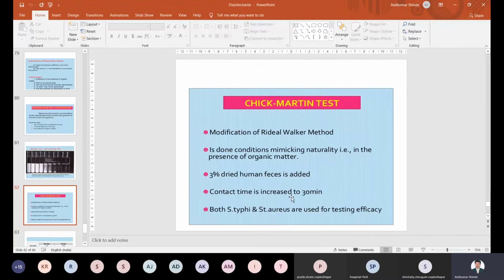Then contact time you can increase. The contact time Rideal-Walker चा किती होता? It is 2.5 minutes up to 10 minutes. बरोबर. हा minimum time period होता. तर contact time Chick Martin टेस्ट मध्ये 30 मिनिटांचा contact time आहे. तर आपण organism कुठले use केले होते? Salmonella typhi is one of the organisms which are tested in the Rideal-Walker test. But in the Chick Martin test, we can use two organisms, Salmonella typhi and Staphylococcus aureus. Right, these are the two used.